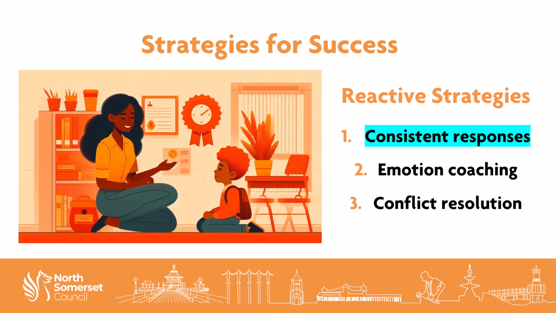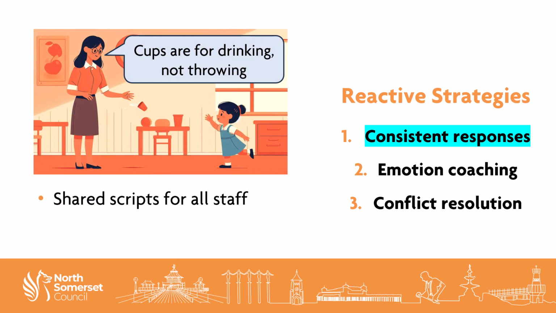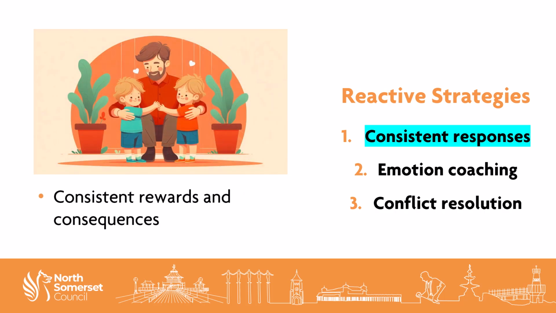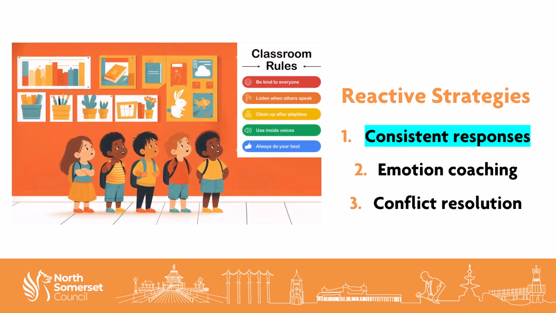So, for example, we could develop shared scripts for all staff, something that children hear every time a specific behaviour is performed, like, we don't throw things because someone could get hurt. It can also include consistent rewards for positive behaviours, and consistent consequences for challenging behaviour, for example, asking children to apologise if they've hurt someone. Consistency helps children learn more quickly and reduces their need to test the boundaries and rules.